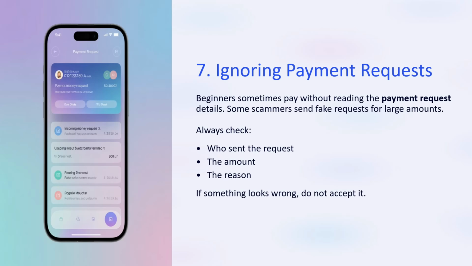Seventh one is ignoring payment requests. Beginners sometimes pay without reading the payment request details. Some scammers send fake requests for large amounts. Always check who sent the request, the amount, and the reason. If something looks wrong, do not accept it.